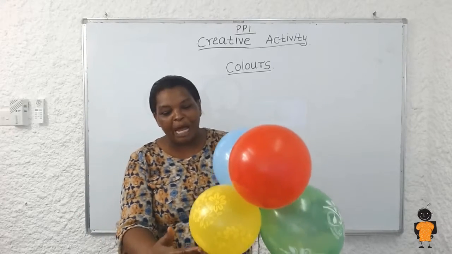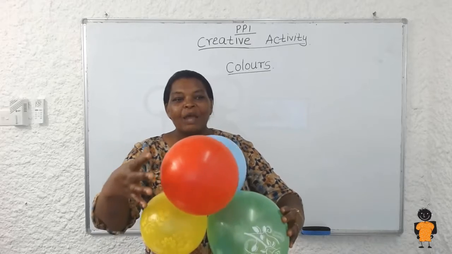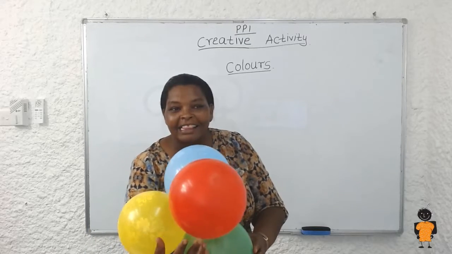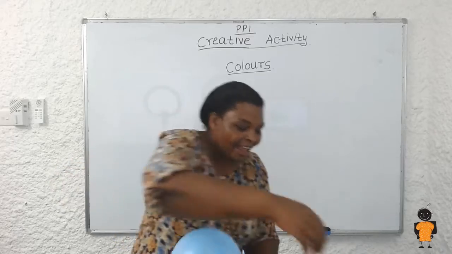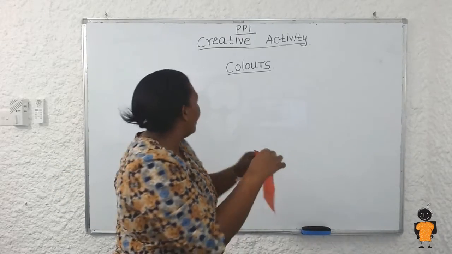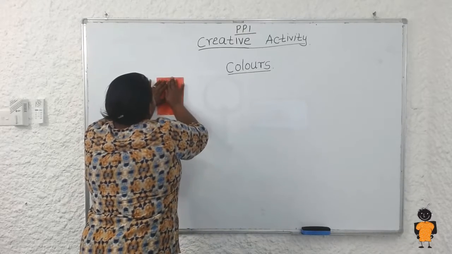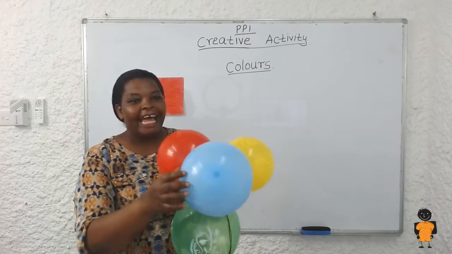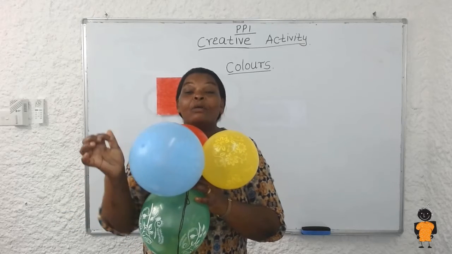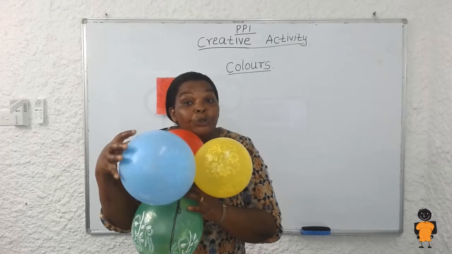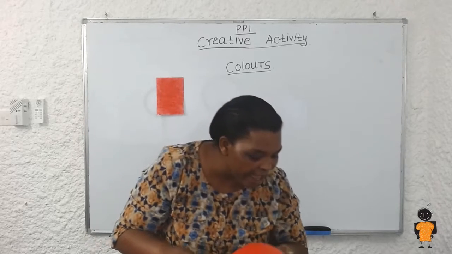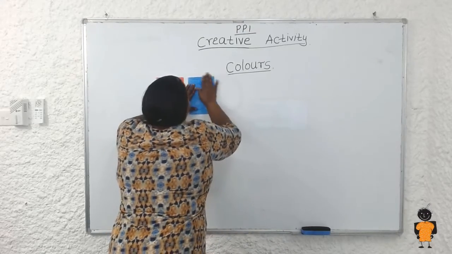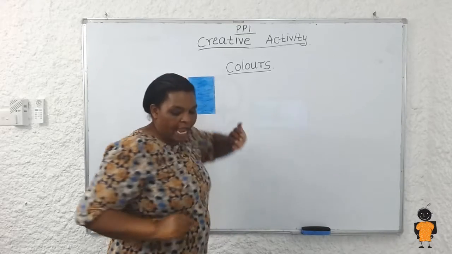Can you see I have some balloons with me here? I will start with this one here. This is red color. I have a flash card of red color. I will put it here. Okay, the second one is this one, and this one is blue color. Can you say blue color? Good. And then I also have a flash card, blue color. Then I put it also on this whiteboard.